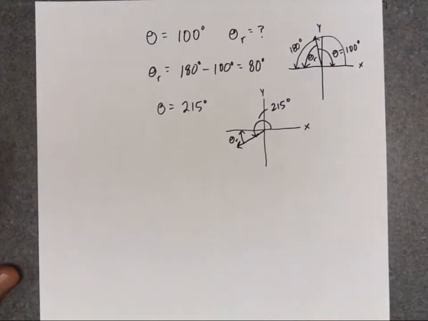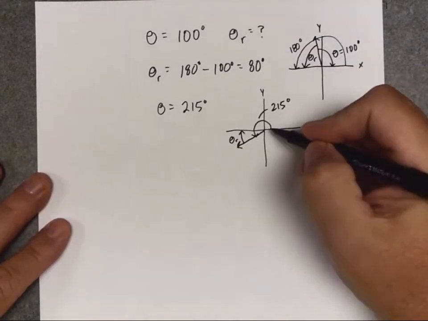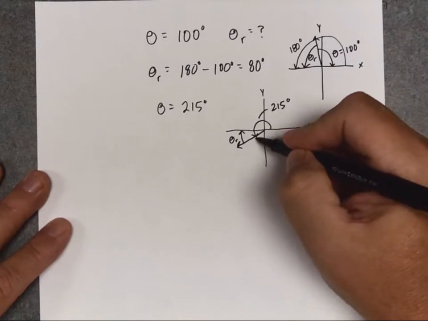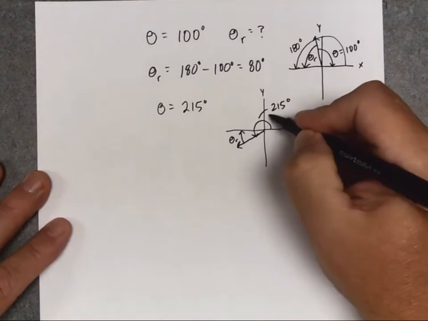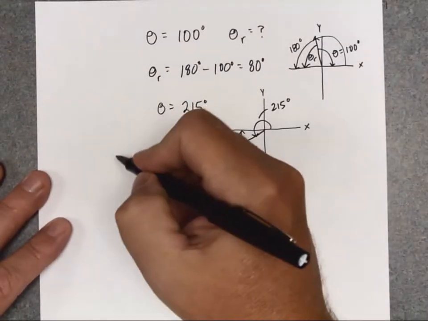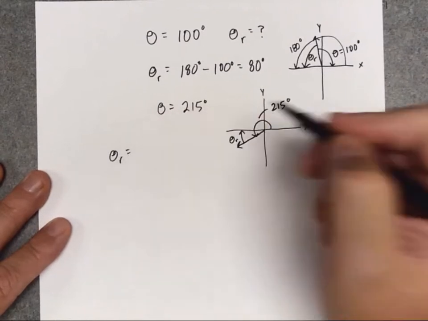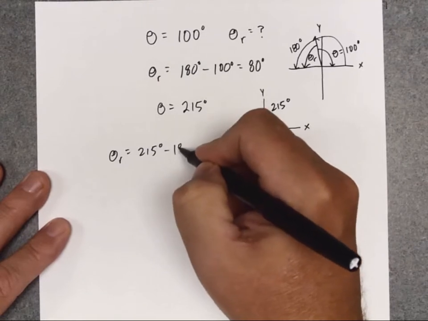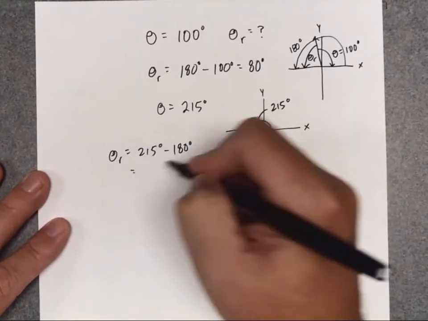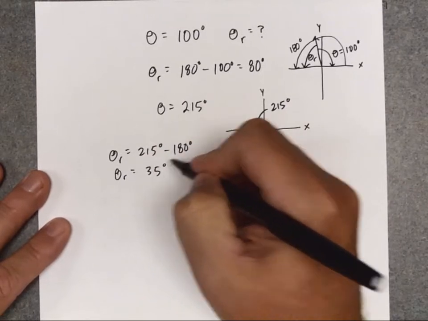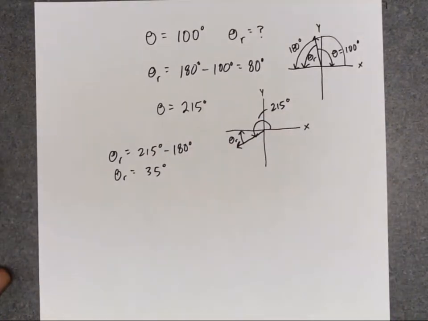Now, how could we mathematically figure out that reference angle? Well, hopefully common sense says if I take the whole angle, 215, and then I subtract 180 degrees, then that should leave the reference angle, right? So in this case, it'd be 215 degrees minus 180 degrees. Looks like the reference angle is 35 degrees.